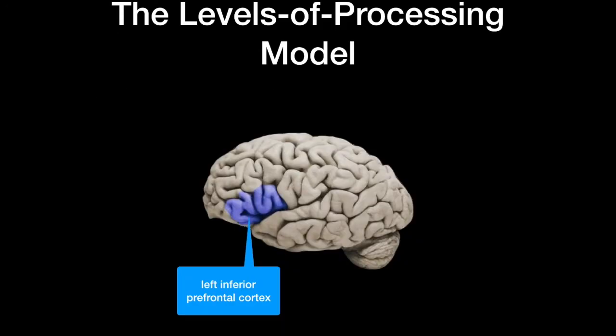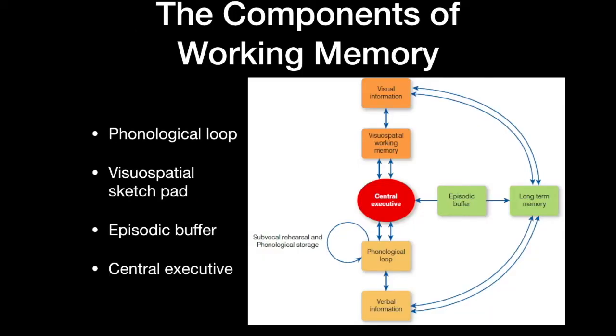Unlike the boxes in the head theory, for which no neurological evidence has been found, information processed at a deeper level shows more blood flow in the left inferior prefrontal cortex. Next, working memory. Working memory is very similar to short-term memory in the way that it temporarily stores information.